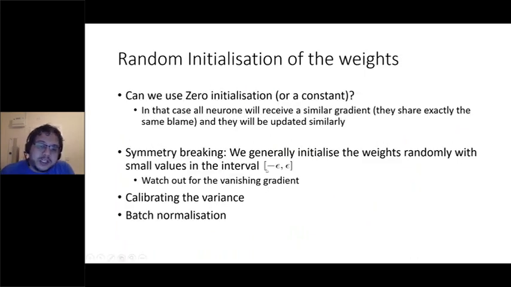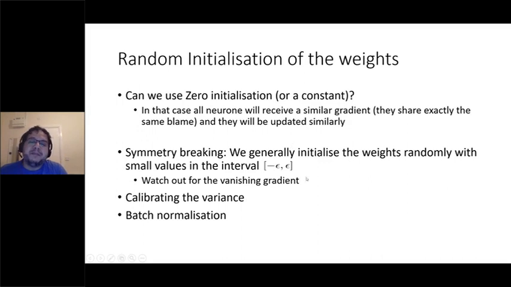Symmetry breaking: we generally initialize the weights randomly with small values in a small interval, without going too small, like 0.000, etc., and without going too big. Generally, this interval is smaller than 1, like minus 0.1, plus 0.1, this kind of thing. And we have to watch out for the vanishing gradient if they are too small. This is not the best solution. We are going to revisit how we initialize these weights later.